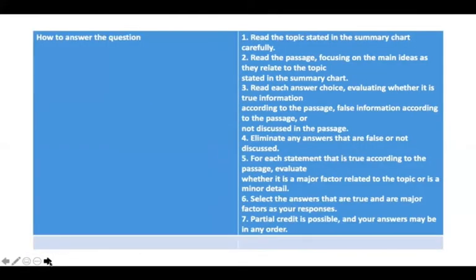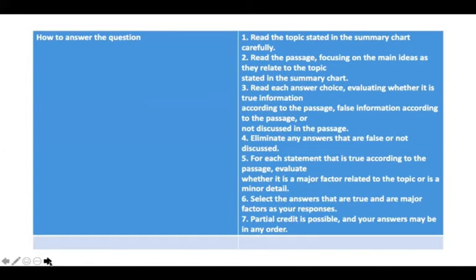Now, how to answer the question. First, read the topic stated in the summary chart carefully. Second, read the passage, focusing on the main ideas as they relate to the topic stated in the summary chart. Third, read each answer choice, evaluating whether it is true information according to the passage, false information according to the passage, or not discussed in the passage. Fourth, eliminate the answers that are false or not discussed.